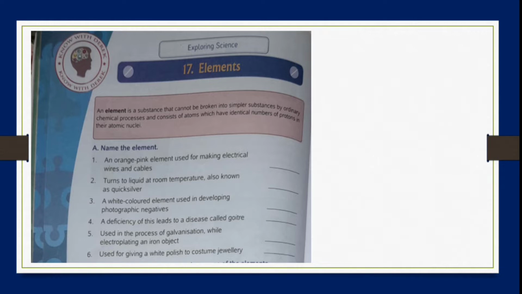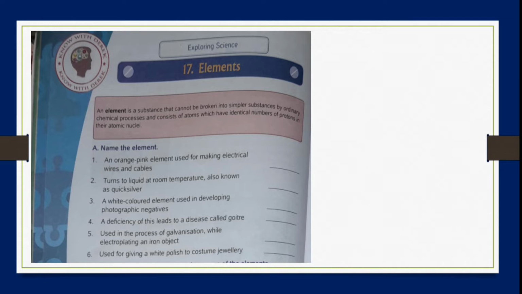An element is a substance that cannot be broken into simpler substances by ordinary chemical processes and consists of atoms which have identical numbers of protons in their atomic nuclei. So you must have learnt in your chemistry that an element is a substance that cannot be broken into simpler substances by some ordinary chemical process, and it consists of atoms which have identical numbers of protons in their atomic nuclei. So let's start, children. First we will name the element.